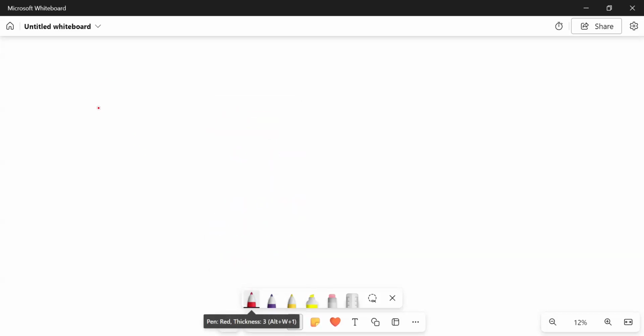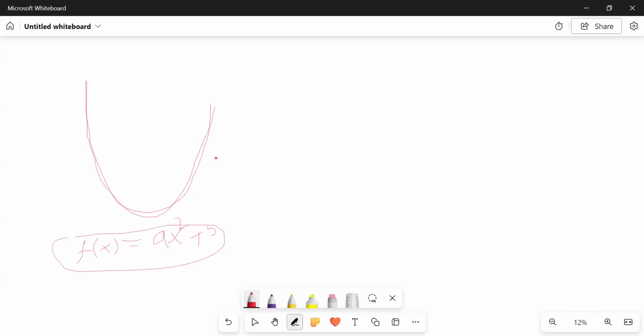Okay, so let's suppose this is one graph. Why I'm talking about graph, I will come later. But let's suppose this is a graph. Okay, this is what is called a parabola or quadratic equation. So this graph is represented by, suppose I'm writing f(x) mathematically, something like ax square plus b. Okay, this is a quadratic equation. So this graph can be represented mathematically by this equation.